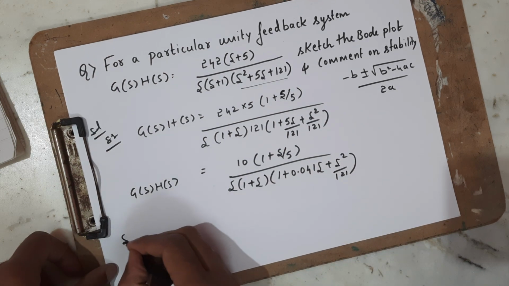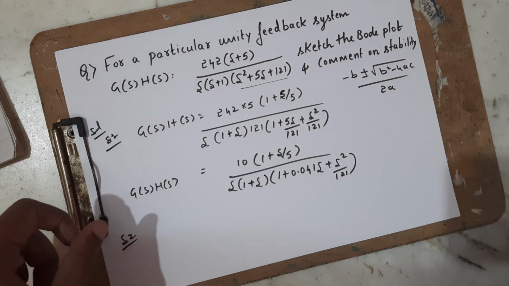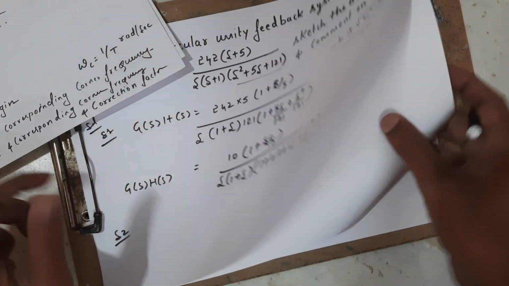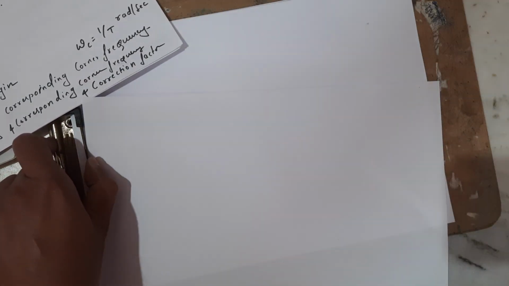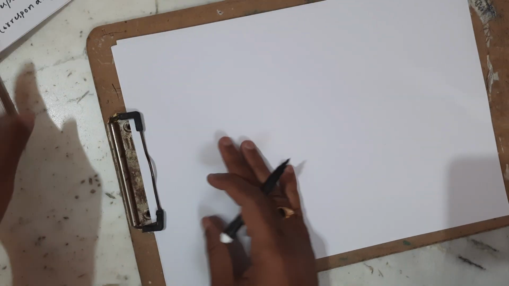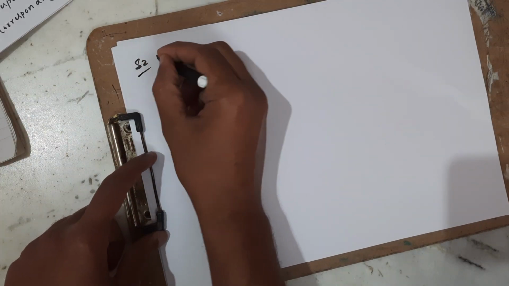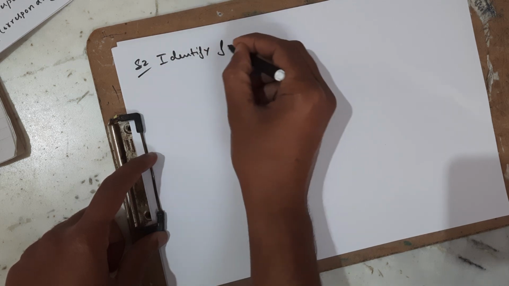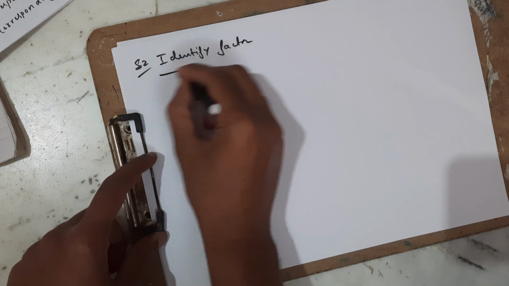Next, step number 2. What is step number 2? We need to identify the factors. Okay, so let me do it on a fresh sheet. So step number 2 is to identify the factors. So what are the various factors there?